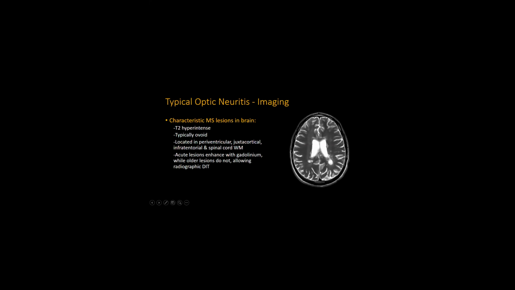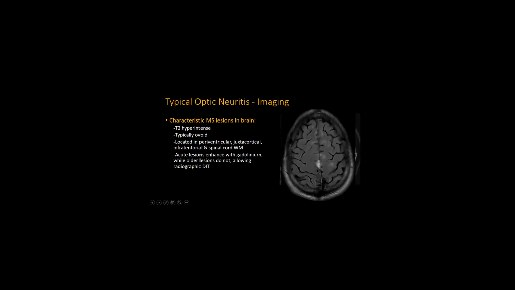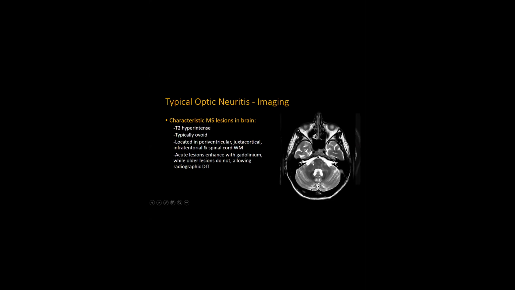So typically the MS lesions in the brain are T2 hyperintense. They're typically ovoid. They're located in the periventricular region, and periventricular lesions are typically in that kind of Dawson finger pattern. You also get lesions in the juxtacortical or cortical locations. And as we know, as imaging is getting better, a lot of MS lesions are also in the cortex. So we don't call it juxtacortical, we call it cortical/juxtacortical. You also see lesions in the infratentorial brain parenchyma. It involves the brainstem as well as the cerebellum.